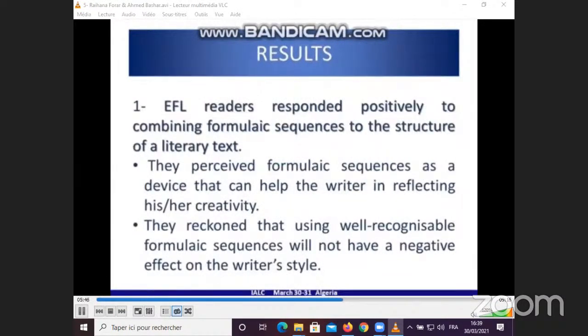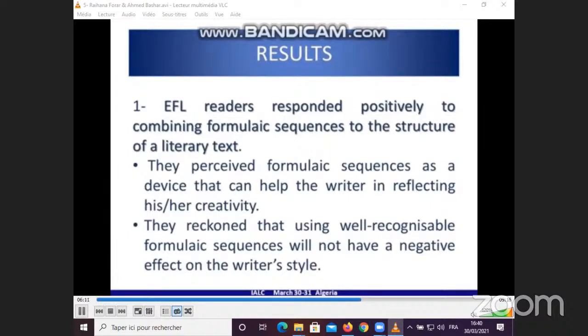Concerning the second part of the questionnaire, each respondent was supposed to choose the option that best corresponds to his or her attitude. The options ranged from strongly disagree to strongly agree, as is usual for a Likert scale questionnaire. Here, we are going to mention only the main results deduced from the respondents' answers.